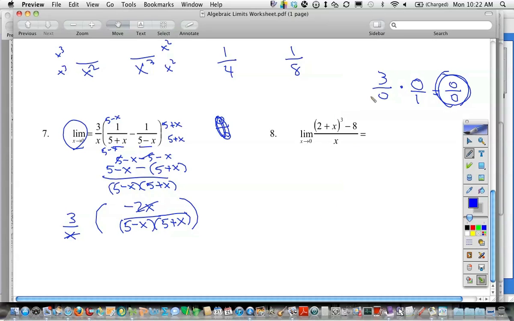In chapter 4, we'll get into this a little more. What this really is, 3 over 0, is that vertical asymptote thing we talked about. It's a fraction that's going towards infinity times a number that's going towards 0. That's what's really going on there. We'll do this a lot more in chapter 4. Well, what's that going to be?